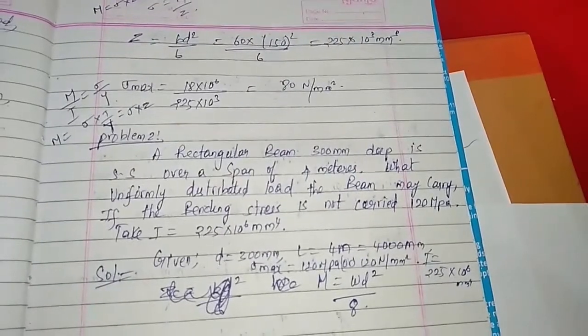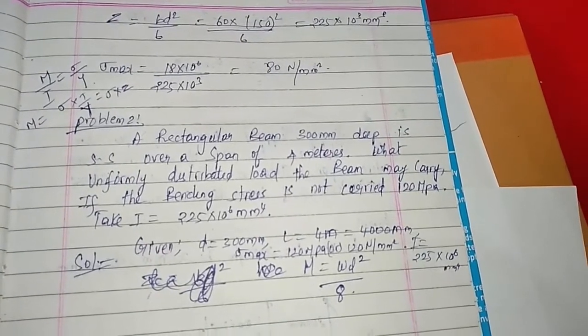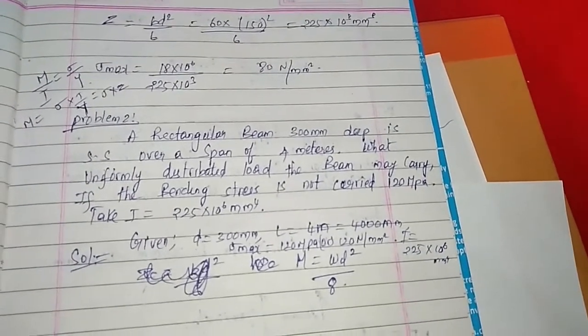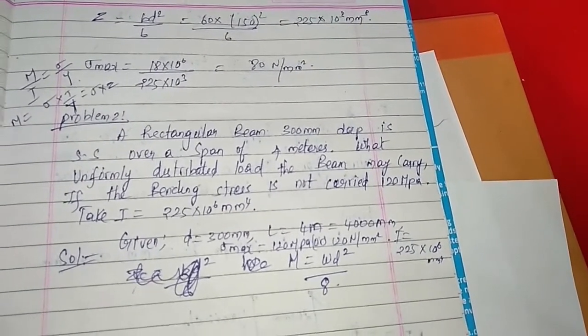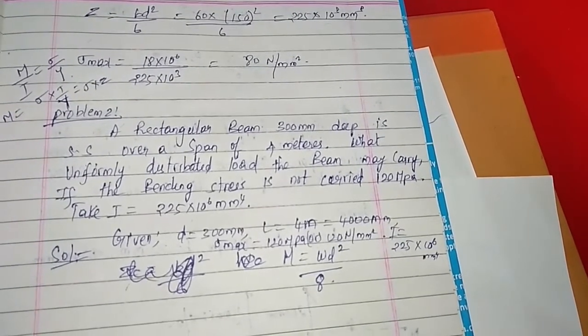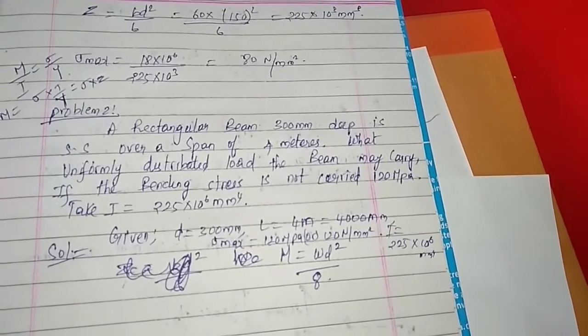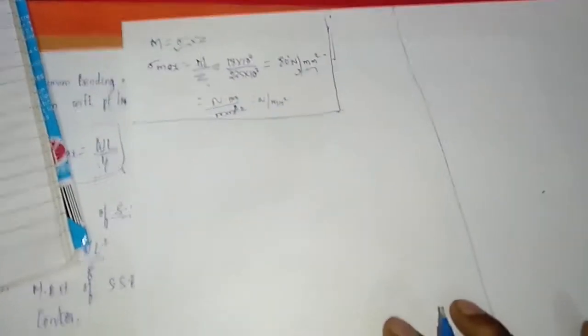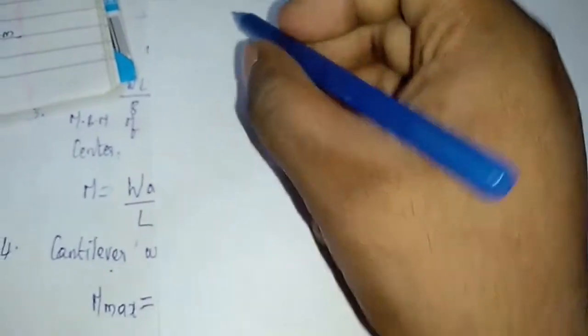A rectangular beam 300 mm deep is simply supported over a span of 4 meters. What uniformly distributed load may the beam carry if the bending stress is not to exceed 120 MPa? Take I equal to 225 into 10 power 6 millimeter power 4. First pause the video and write the question, and then come to this problem. That will be very useful for you. So write the given data.